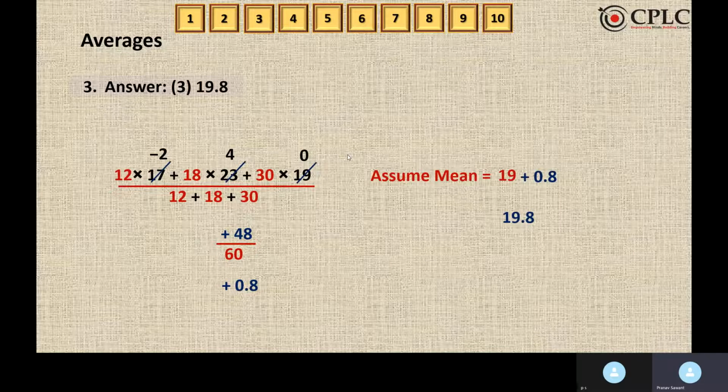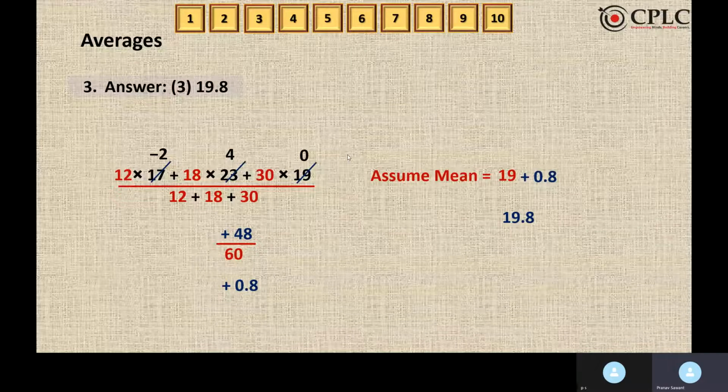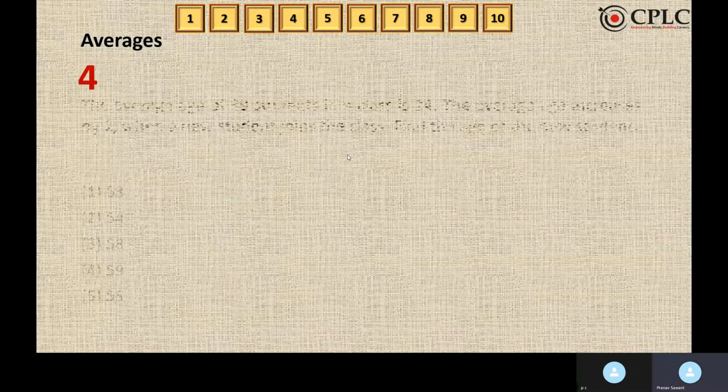Now you can also solve this by using the assumed mean method. So let us assume 19 as a value. Now I'm going to compare 19 with the three values that I have, that is, I'll compare 19 with 17, 23, and 19. If I compare 19 with 17, it's 2 less, hence I'll write minus 2. 23, it's plus 4. And 19 is going to be 0. So after solving this, I'll get plus 48 upon 60. That is plus 0.8. So I'll simply add 0.8 to 19, that is going to give me 19.8. Moving to the next question.